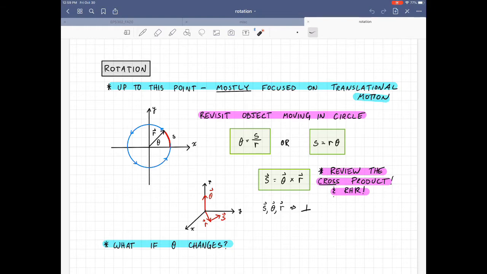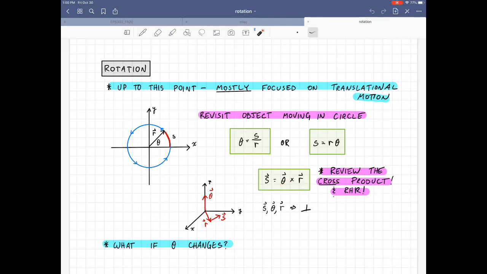Now, what we need to do is revisit the cross product discussion that's in the video from chapter 2. Make sure you go back and take a look at that, look at the notes, because even though the magnitude of s is r theta, if we want to talk about the vector quantity s, then we need to think about the cross product of theta and r. One thing about cross products is that the resulting vector s is perpendicular to both theta and r.